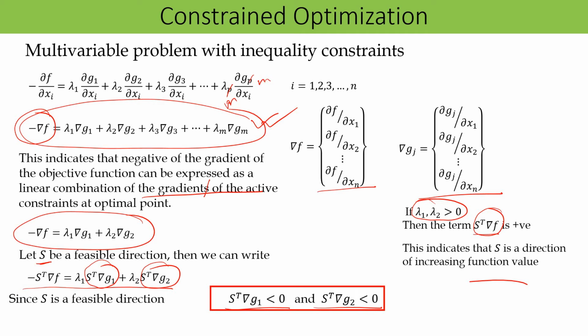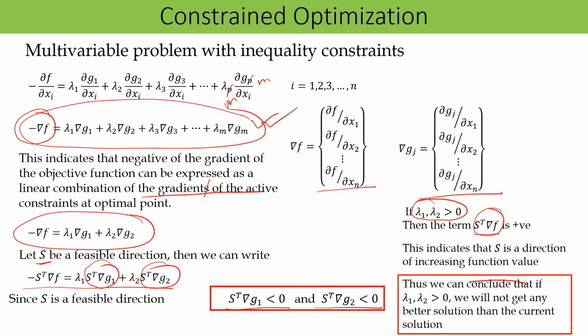So what does it mean? Whatever current point you have, if you go along direction s, it may be a feasible direction with respect to the constraints g1 and g2, but what will happen if you go along that direction? Then the objective function value will increase. That is not a descent direction. You are going towards increasing function value. Thus we can conclude that if the Lagrange multipliers are greater than 0, we will not get any better solution than the current solution.